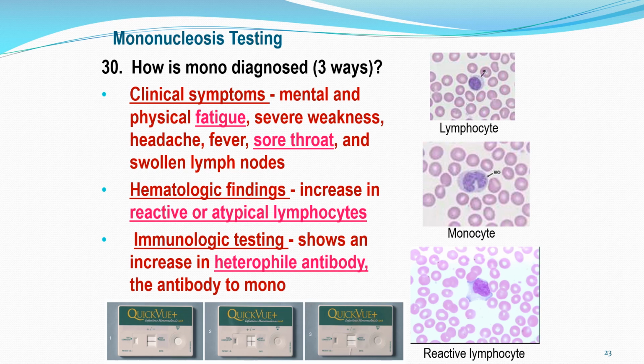Okay? The clinical symptoms for mono are mental and physical fatigue, severe weakness, headache, fever, sore throat, and swollen lymph nodes. Okay, that's your clinical symptoms. They come in complaining of these, right? The hematological findings include increased reactive or atypical lymphocytes under your differential, and the immunologic testing shows an increase in heterophile antibodies, the antibody to mono.